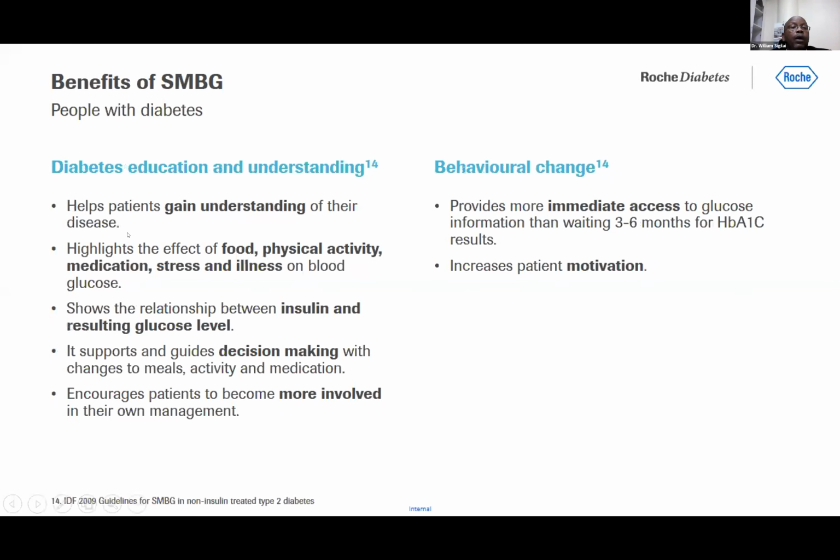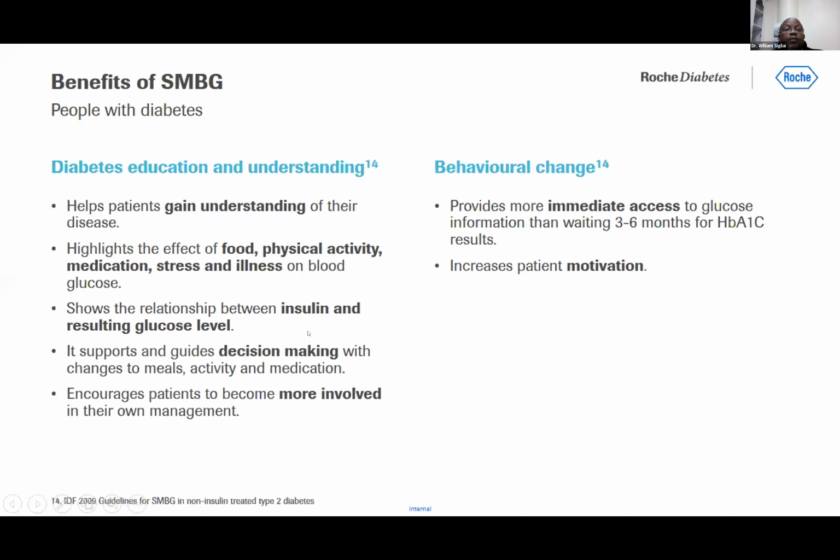One is it helps the patient to gain understanding of their disease, and highlights also the effects of the various foods, various physical activities, medication, stress, and illness on their blood sugar. Some patients will tell you that when I exercise, I have noticed that this is what happens to my sugar. And when I eat nduma or ugali or white bread, or even take honey, because there are many stories out there about what you can take, this is what I noticed. So the keen patient will be able to understand this.